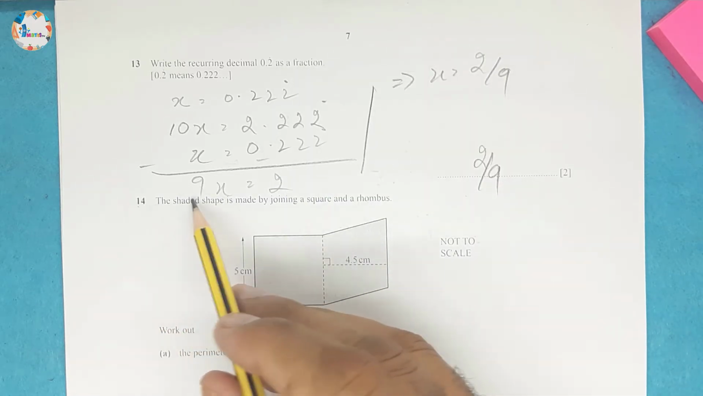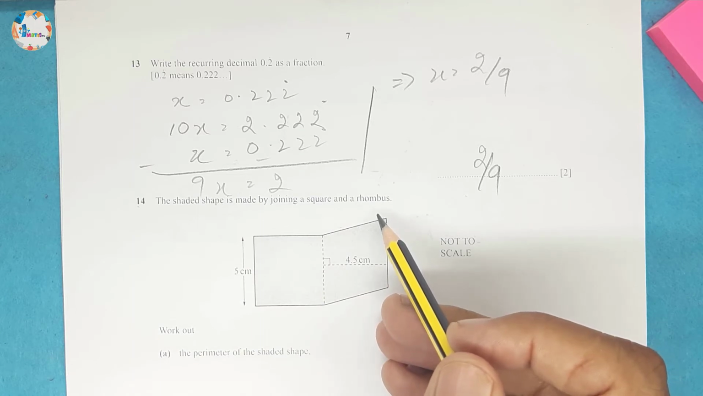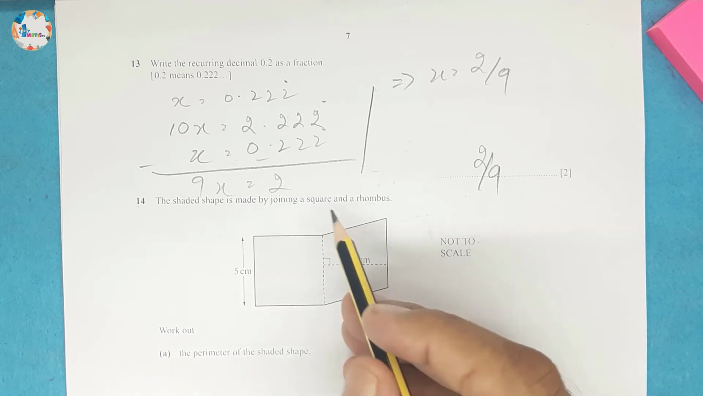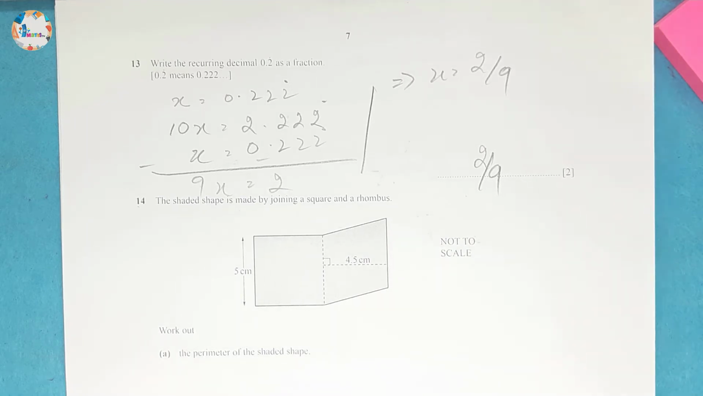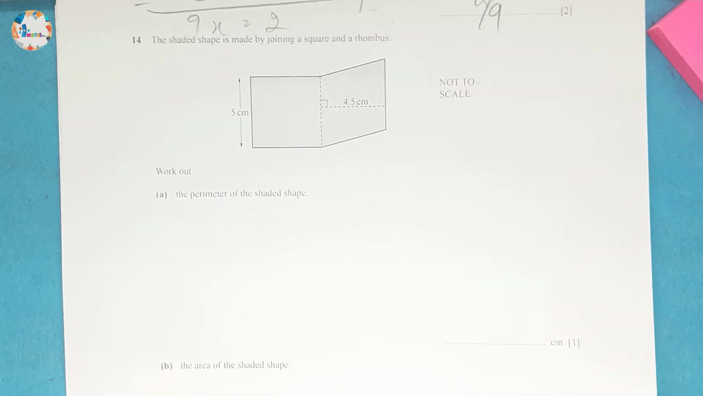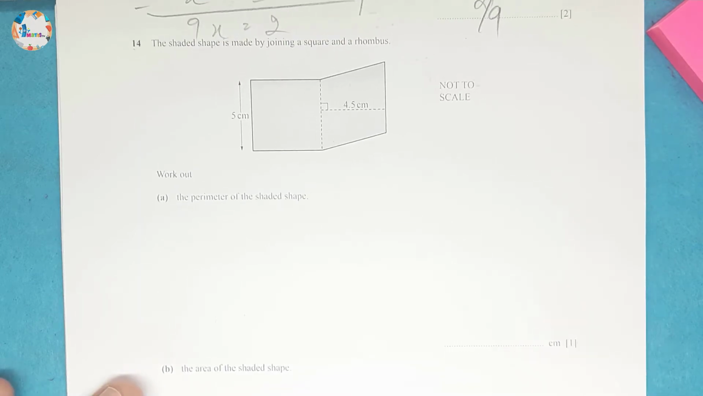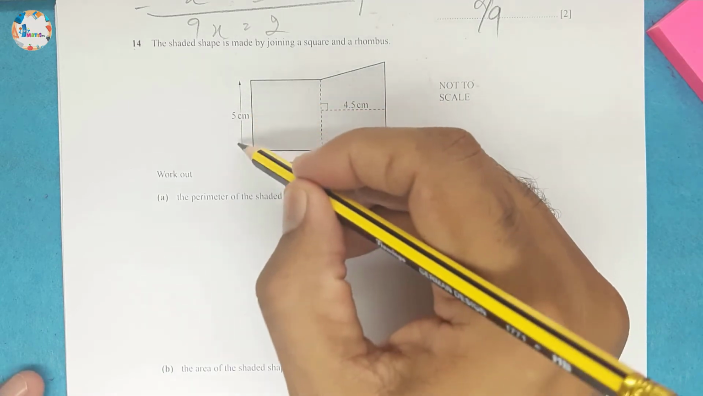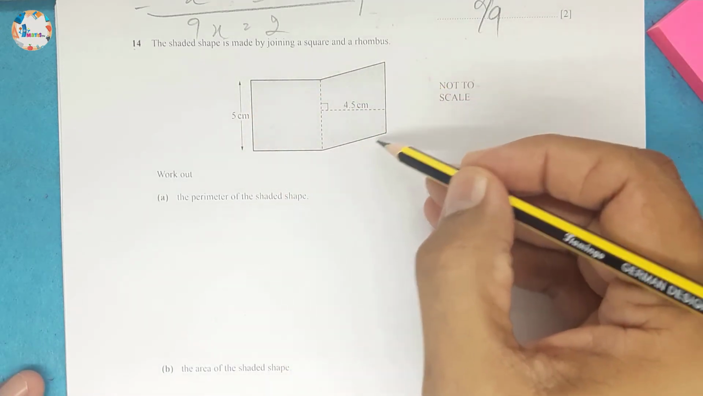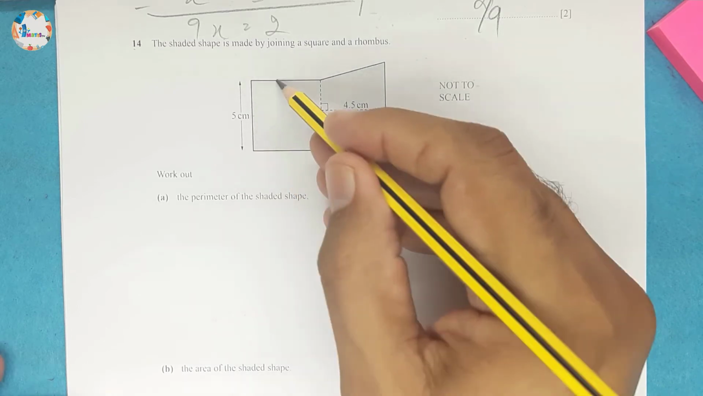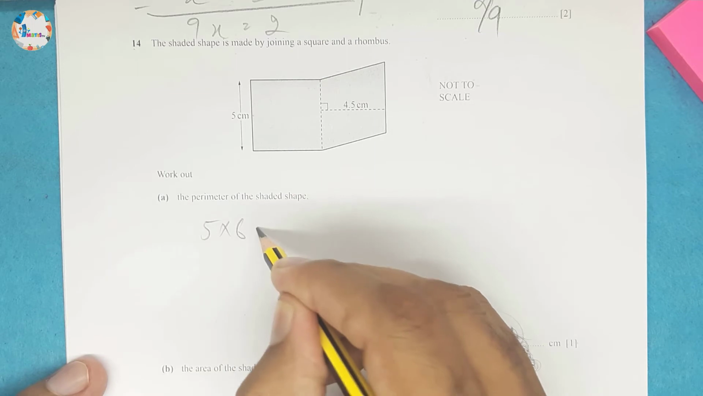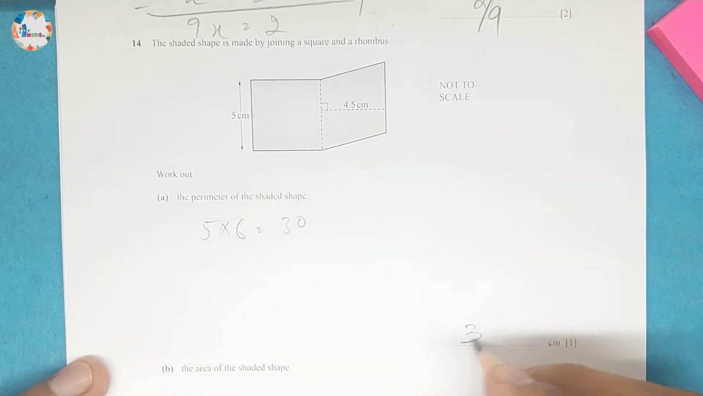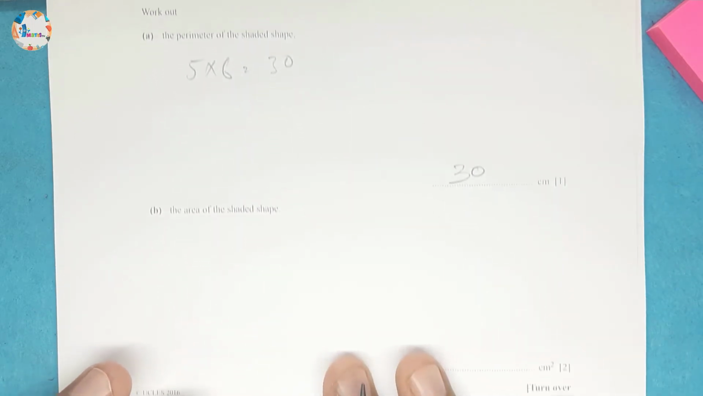Now question number 14, the shaded shape is made by joining a square and a rhombus. Work out the perimeter of the shape. Perimeter of the shape we have to calculate. So all the sides will be 5, all the sides will be 5. So 1, 2, 3, 4, 5, 6 sides. So we can write here 5 multiplied by 6 is equal to 30. So 30 centimeter will be the perimeter.